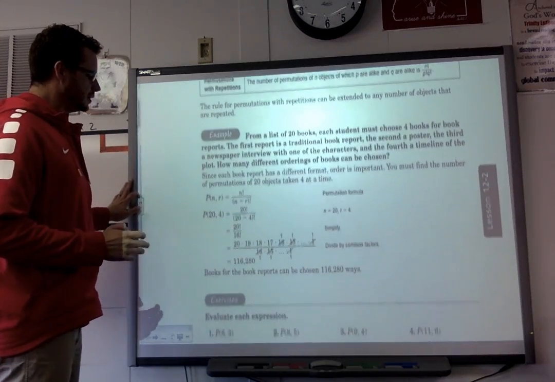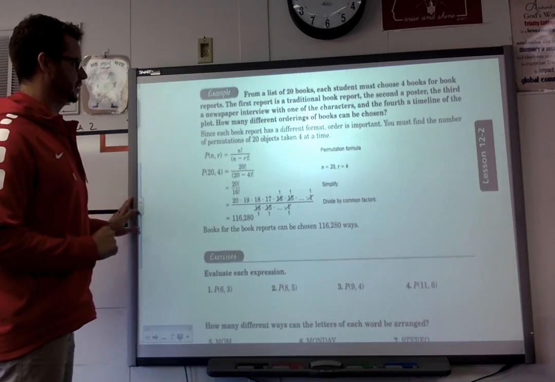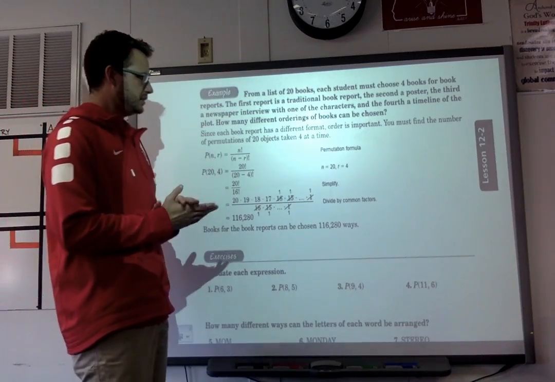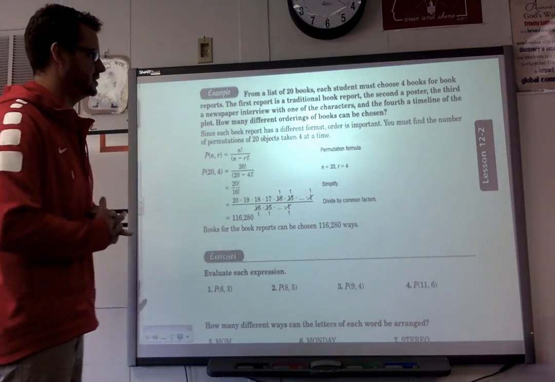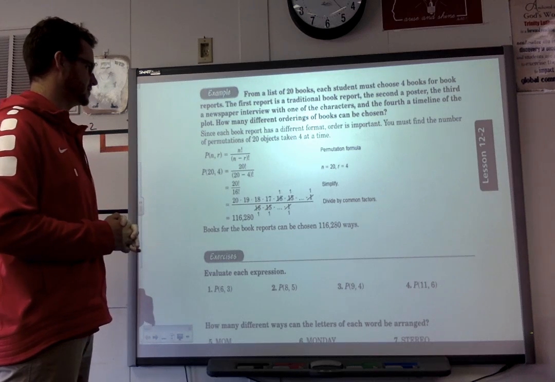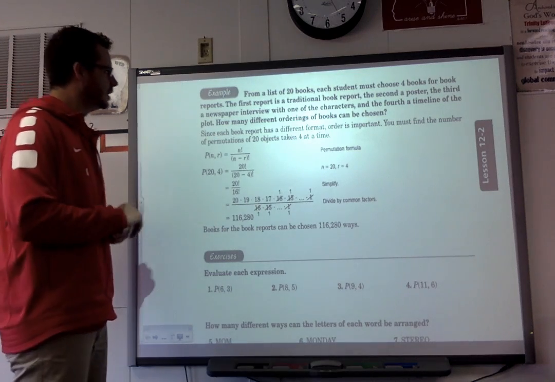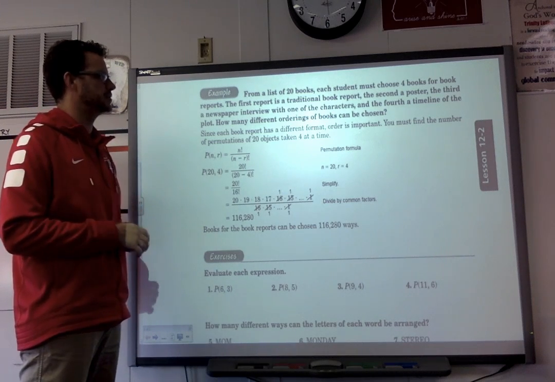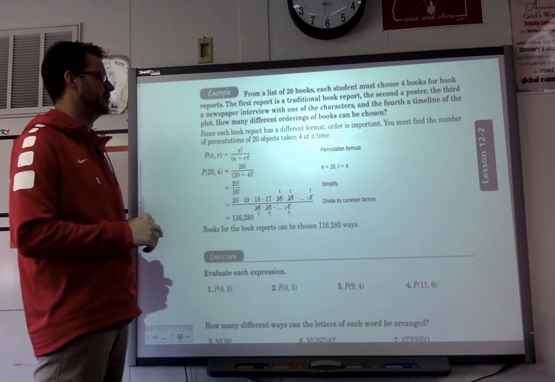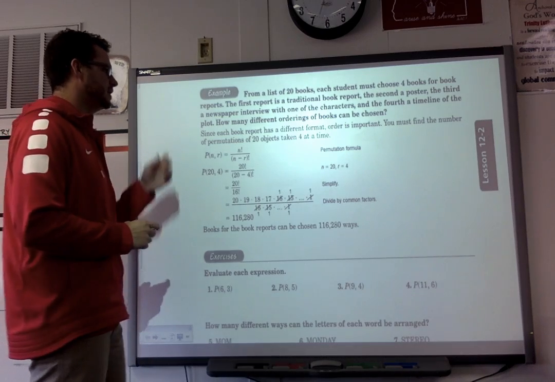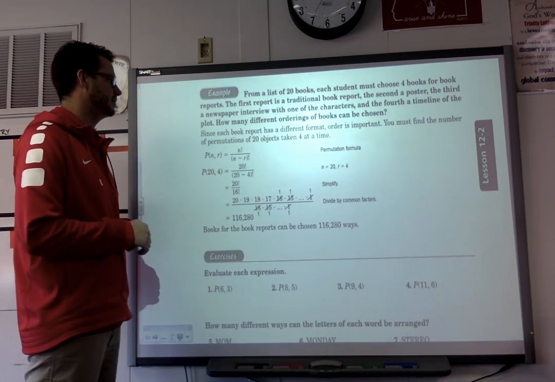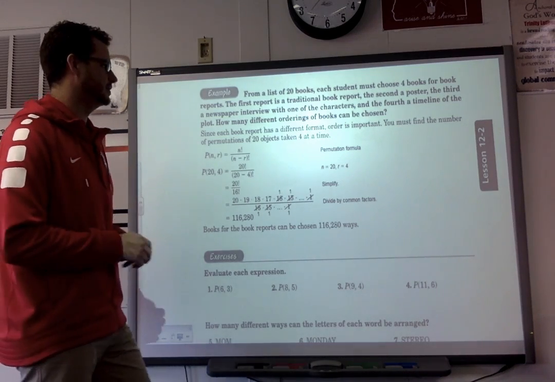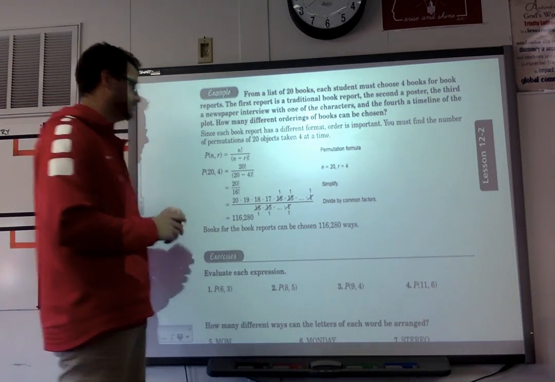So let's go ahead and walk through an example here. From a list of 20 books, each student must choose 4 books for book reports. The first report is a traditional book report, the second a poster, the third a newspaper interview with one of the characters, and the fourth a timeline of the plot. How many different orderings of books can be chosen?